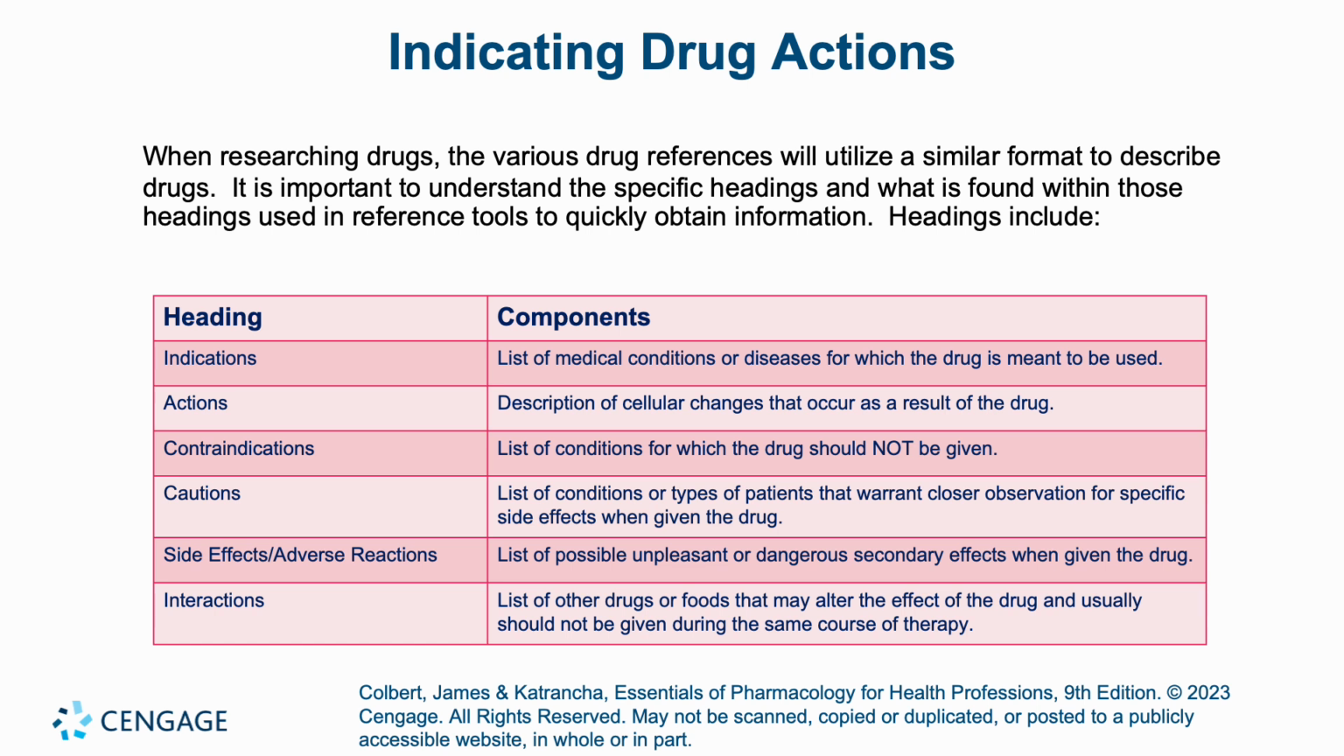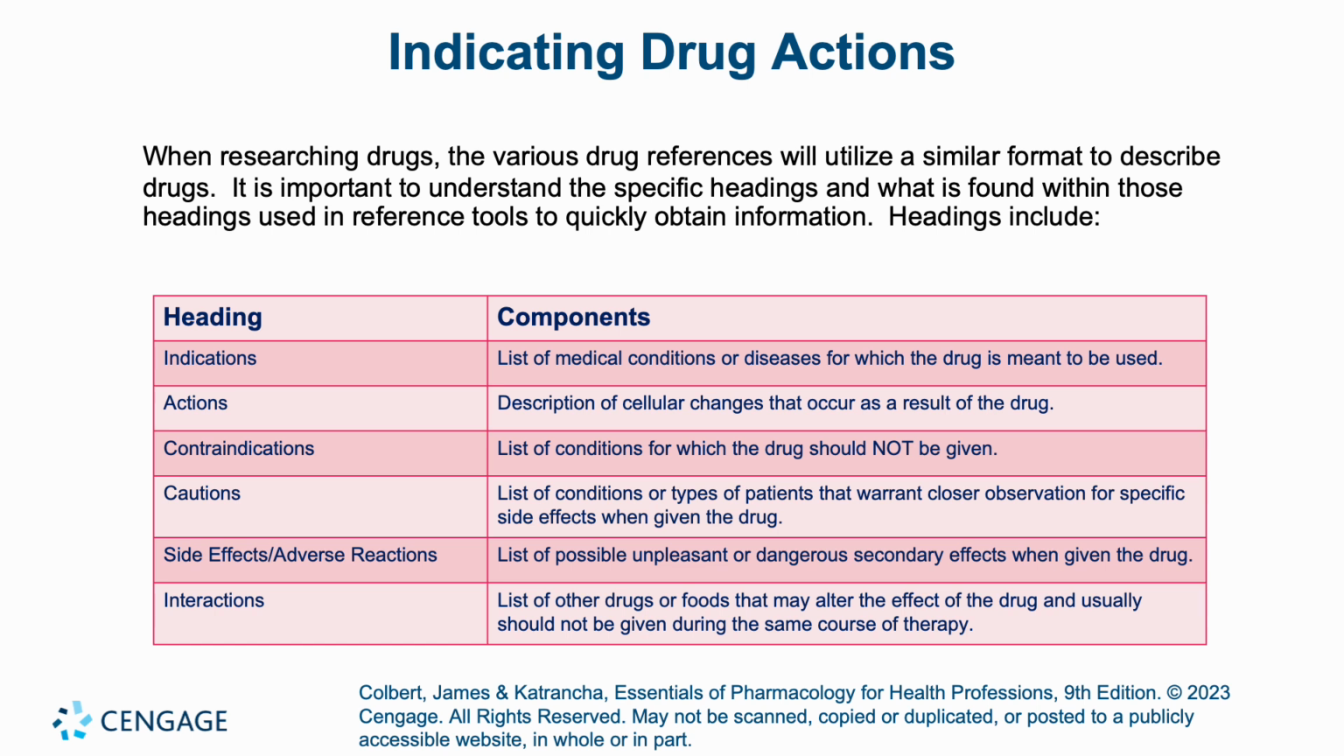It could be dangerous. Cautions is a list of conditions or types of patients that warrant closer observation for specific side effects. The one that comes most readily to mind is certain medications, they will pop up on the screen when I'm administering them to a patient. They will say, use caution when administering this in a patient over the age of 65. So age can be a caution. There's many things that can be a caution. Use caution in pregnancy, etc.